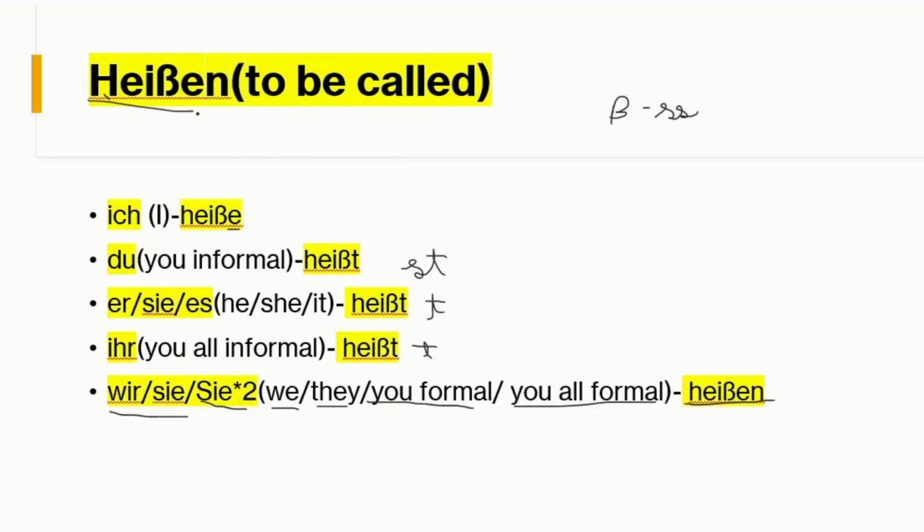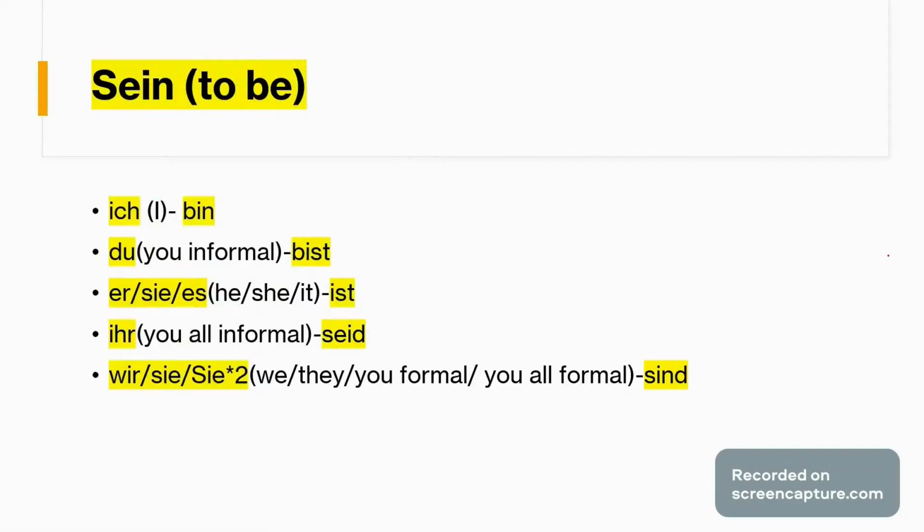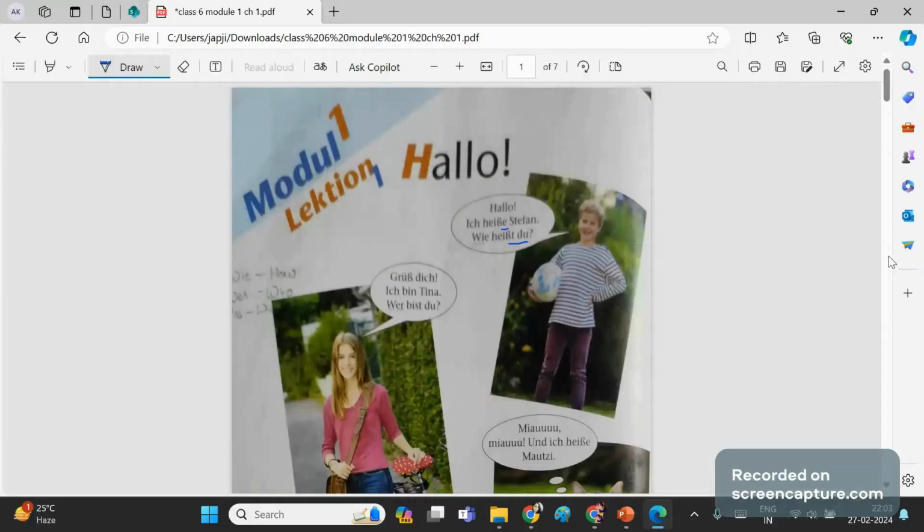Now with wir, sie, in most of the verbs, the conjugation you will write as it is there in the verb form. Like over here it is heißen, so you just copy down the verb when wir, sie. It's not there in the case of sein. Next. Before talking about the conjugation of sein, let's read the other text.